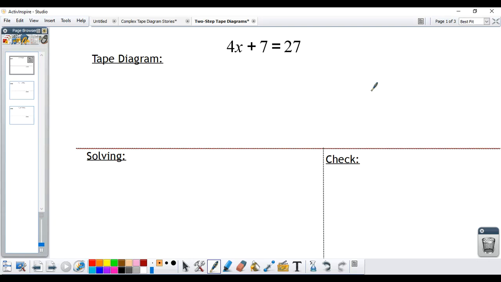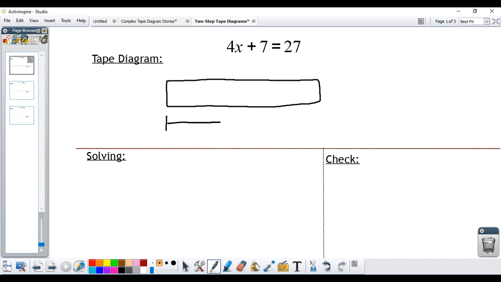So let's talk about how to create a tape diagram for a more complex equation, and then how we would use that tape diagram to help us solve. So when I look at my problem here, 4x plus 7 equals 27, I know that the diagram altogether represents 27. And I know that that 27 is made up of 4x plus 7.